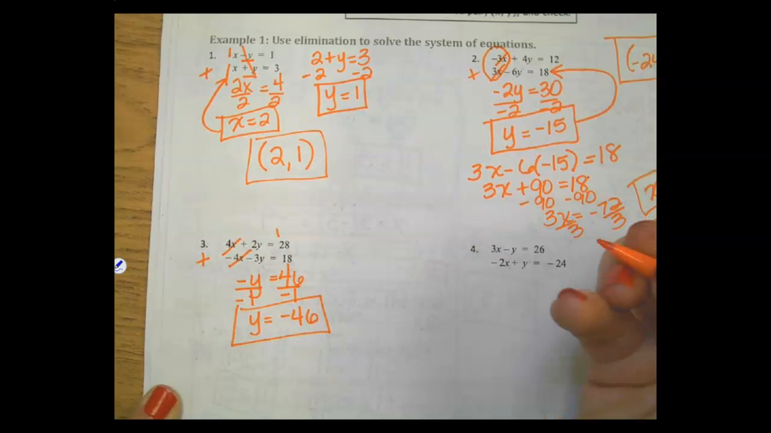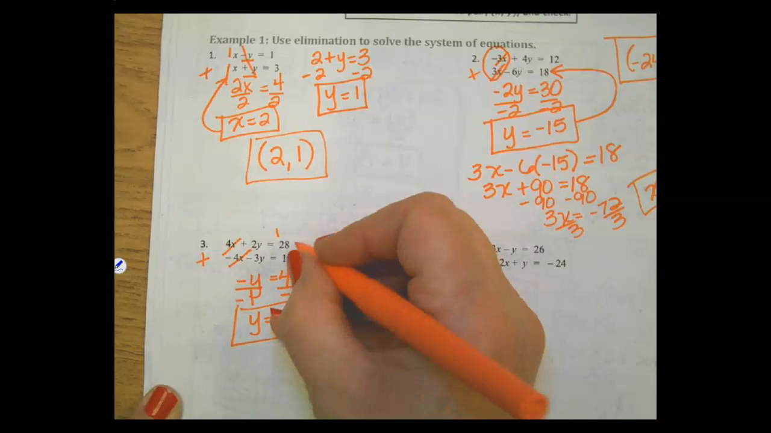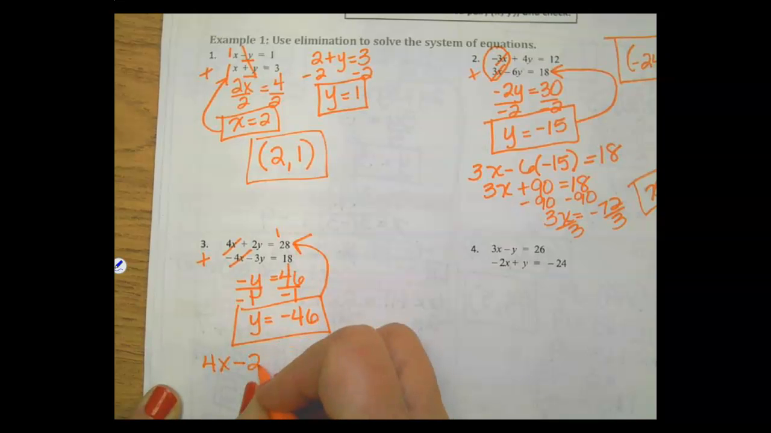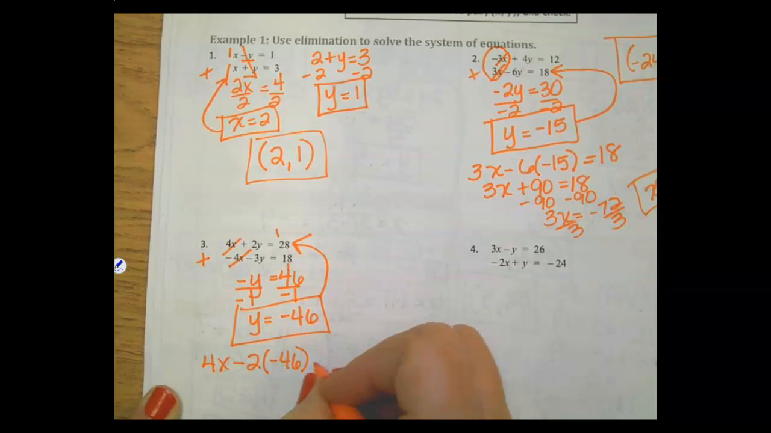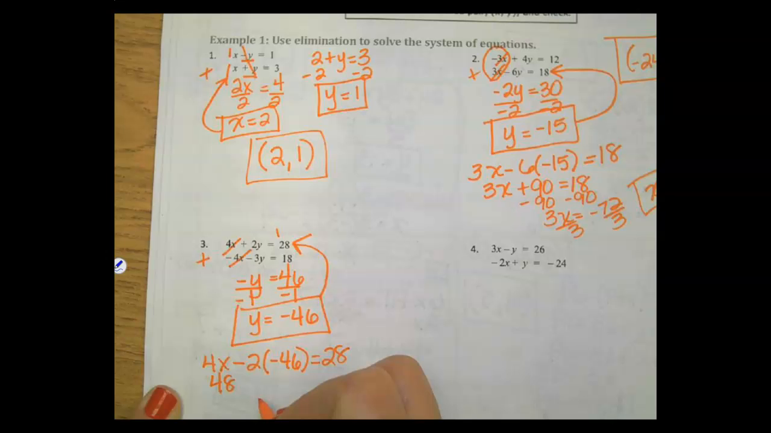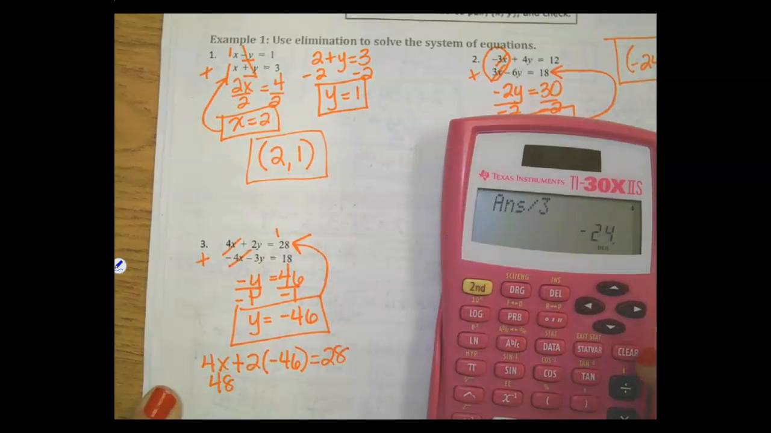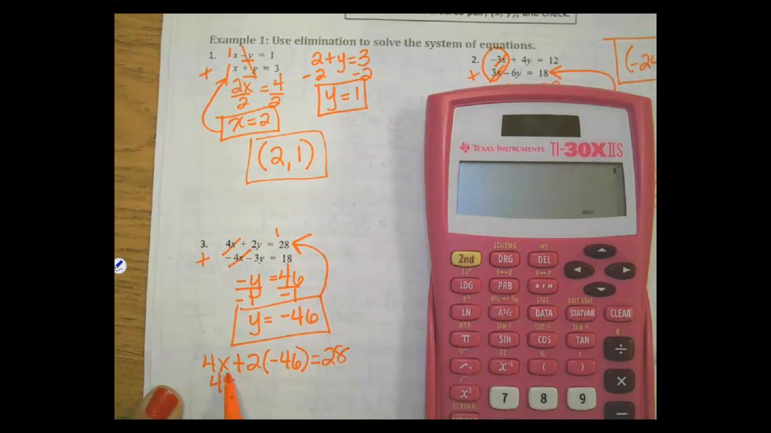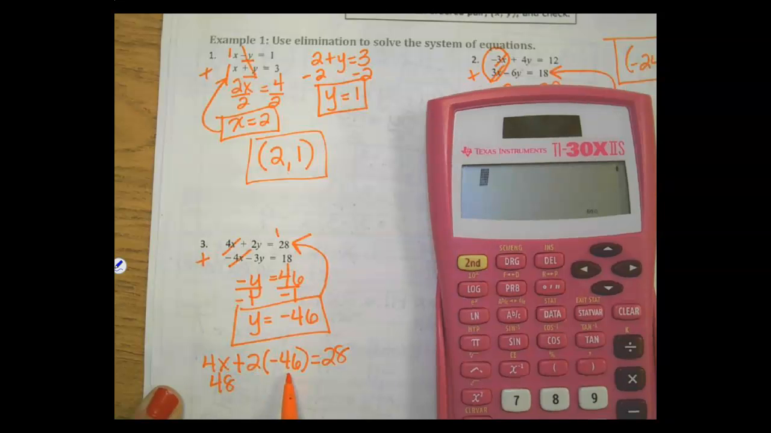So we've got my y value, plug it back in. I'm going to use the addition one this time, the top one. So 4 times x plus 2 times a negative 46 is equal to 28. 4x, and did I write that wrong? Yes, I did. That should have been a plus sign. I made a mistake last week too, and one person called me on it. I think it was 3 minus 1 is equal to 4, and it should have been 2. Anyway, I'm not thinking here. What did I just do? So 4x plus 2 times a negative 46 equals 28.